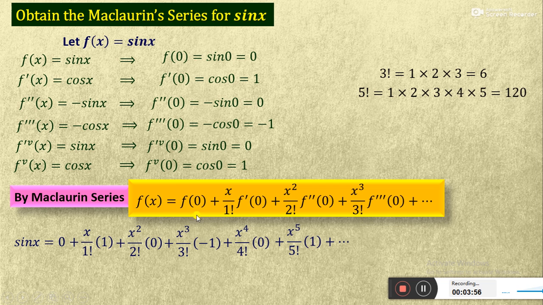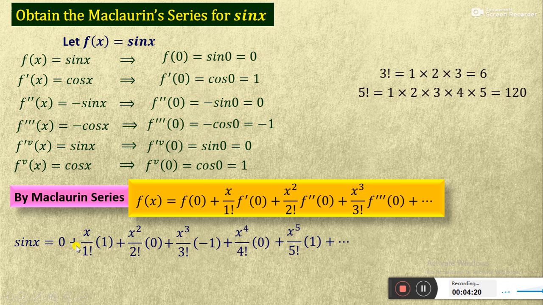Now I write the Maclaurin series formula: f(x) = f(0) + (x/1!) f'(0) + (x²/2!) f''(0) + (x³/3!) f'''(0) + etc. Here f(x) is sin x, so on the left-hand side we have sin x. I substitute the value of f(0), which is 0.